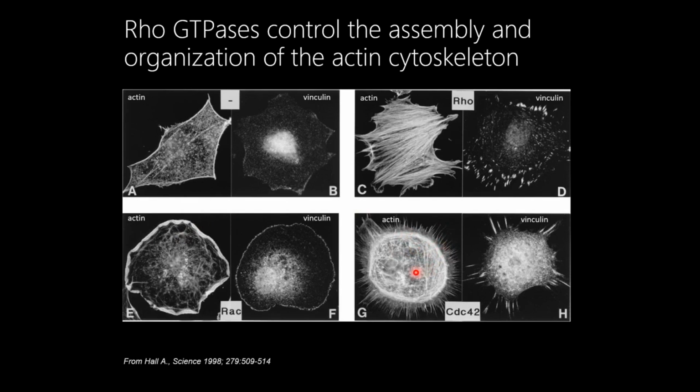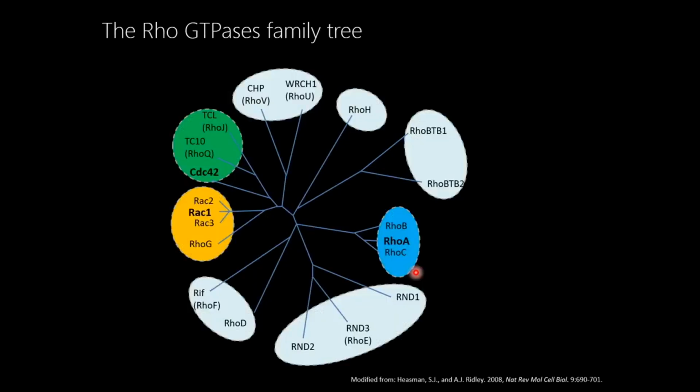So my lab has been interested in studying the mechanisms of regulation of Rho GTPases for many years. This family of proteins comprises 20 different members, and within those you will see the ones that I just mentioned: RhoA, involved in contractility, Rac, involved in cell spreading and migration, and Cdc42, involved in filopodia and some other things.